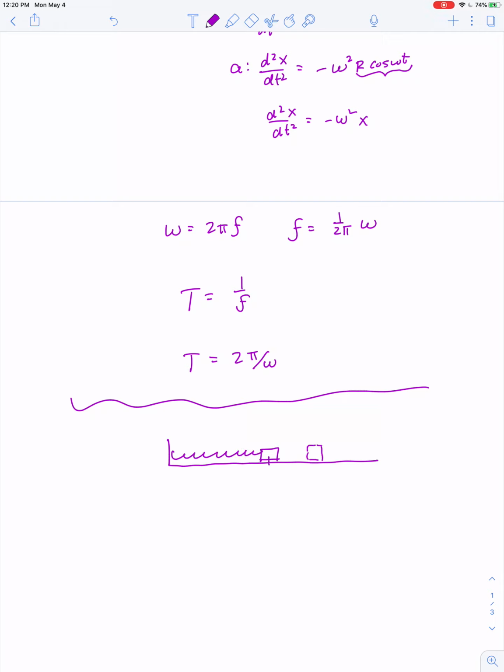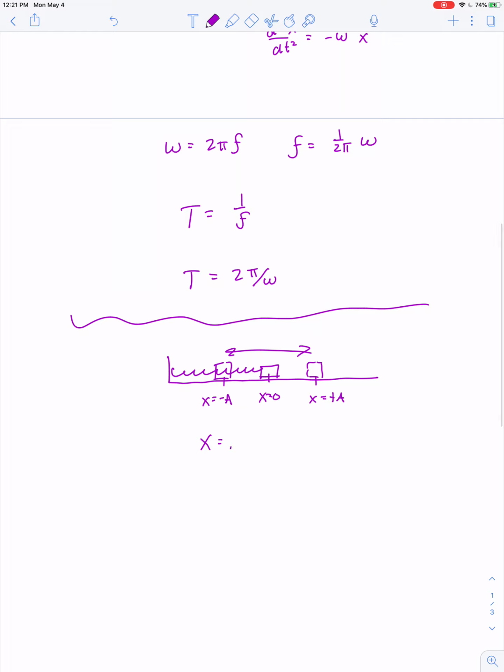If I pull the mass back to here and let it go, it vibrates back and forth past the equilibrium position, starting from x equals positive A, and after half a cycle, x equals negative A. We guessed that the position as a function of time is equal to A cosine omega t, and found this only satisfies Newton's second law if omega is the square root of k over m, and therefore the period is 2 pi times the square root of m over k.